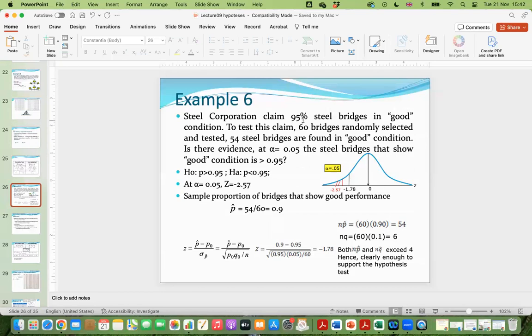A steel corporation claims 95% of steel bridges are in good condition. To test this claim, 60 bridges are randomly selected and tested. 54 steel bridges are found in good condition. Is there evidence, at significance level 0.05, that the proportion of steel bridges in good condition is more than 0.95? There is a mistake in the lecture slide, but when we look at this, the null hypothesis is more than 0.95, whereas the alternative is less than 0.95, right? Our null and alternative are set.